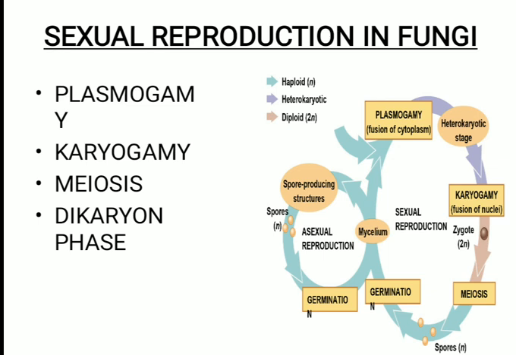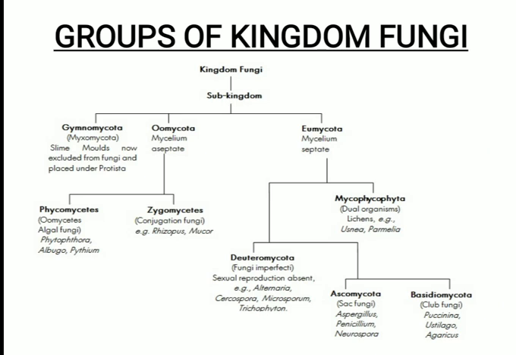Because fungi is a large group, we have divided it into further subgroups. Now, grouping of the fungi on the basis of certain characters is done like this. You can see on the screen the group fungi. It consists of the groups Gymnomycota, Oomycota and Eumycota. In case of Gymnomycota, these are the slime molds and are excluded from the fungi, and they are placed in the kingdom Protista that we have already discussed.